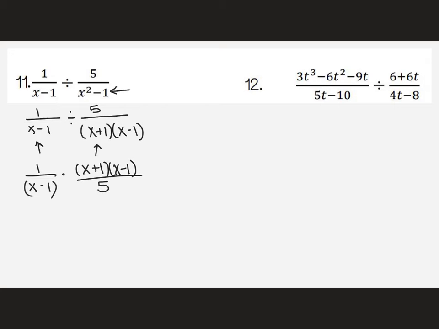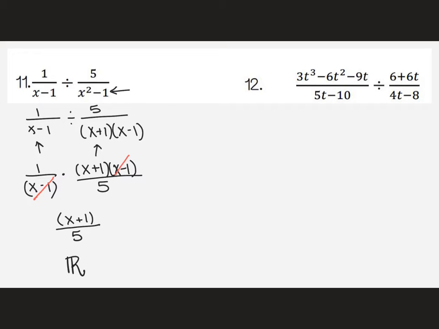I look for common factors to cancel out, so x minus 1 and x minus 1. And then I can rewrite. In my numerator, I have x plus 1. In the denominator, I have 5. Since the denominator will never be 0, there's no restriction.